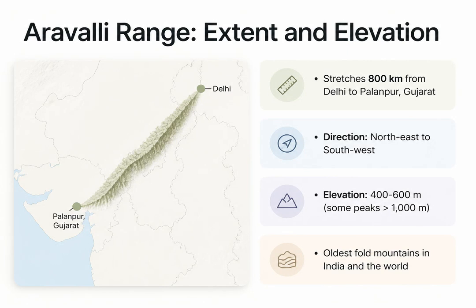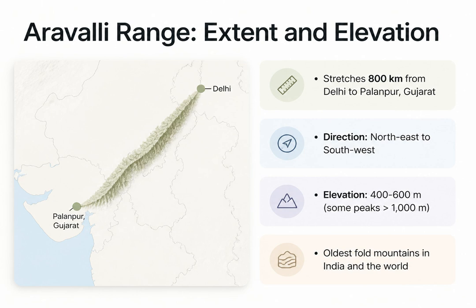Let us examine the Aravalli Range. It stretches for about 800 kilometers from Delhi down to Palanpur in Gujarat, running in a northeast to southwest direction. With a general elevation of 400 to 600 meters, it stands as one of the world's oldest fold mountains, and certainly the oldest in India.